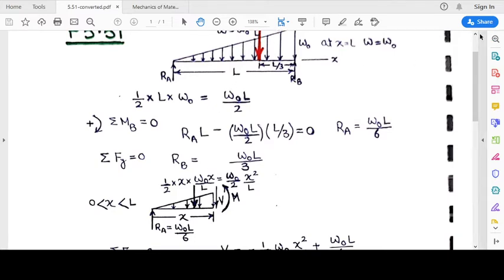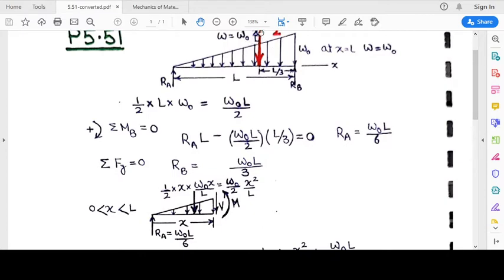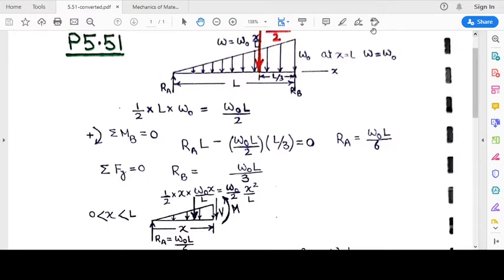Remember, it is not going to be same as the total concentrated load, which was W naught L by 2, because this equivalent load was for the complete distributed load acting over length L. But now we are considering length X of the beam only. So it is going to be half into base is going to be X, and this height is going to be W naught x over L as given to us in the statement of the problem. W is equal to W naught x over L. So half into x into W naught x over L, which is going to be W naught over 2 x squared by L.